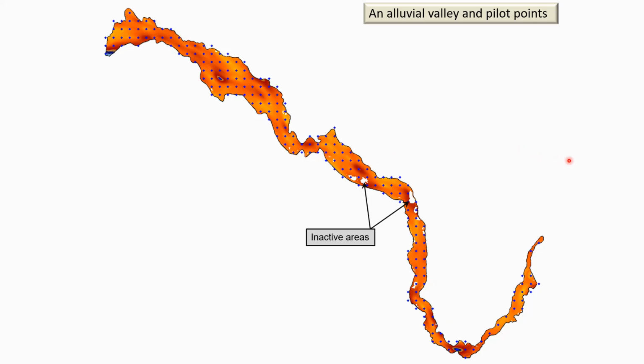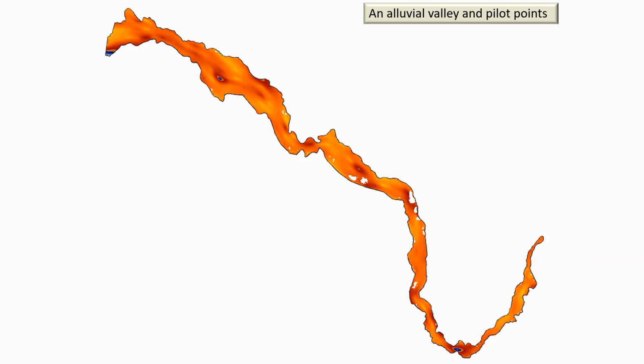We expect the heterogeneity to be elongate in the direction of the valley in an alluvial system just through the nature of deposition in that system. And of course, as the valley changes its bearing, so too must the direction of anisotropy that allows the heterogeneity to be elongate in the direction of the valley. And this can all be done automatically using that special PLPROC function.